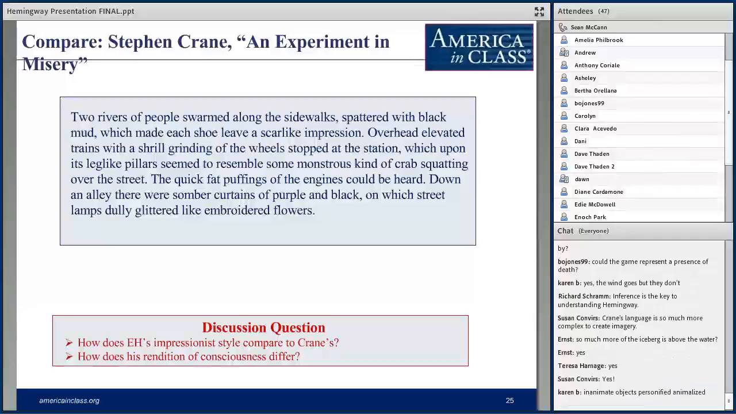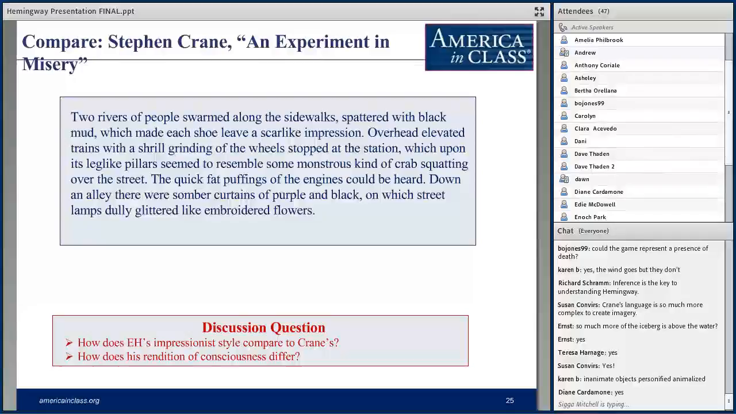Yes, a personification, absolutely. A personification in particular, I would say, through the operation of simile. Lamps dully glittered like embroidered flowers. That's not quite personification. I guess it's flowerification. But you get that kind of thing all the way throughout. Each shoe leaves a scar-like impression. The L station is like a monstrous kind of crab. So lots and lots of really striking and elaborate similes.